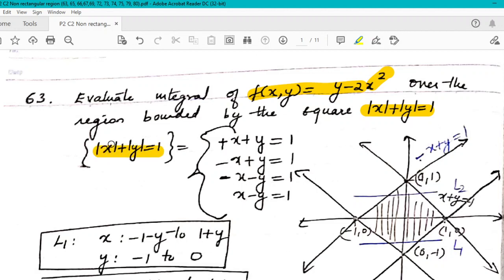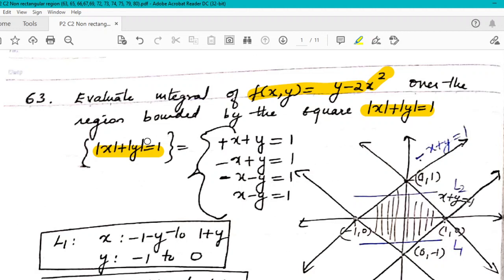We are very much familiar with |x| and |y|, but |x| + |y| = 1 is quite a new concept, I guess. We know |x| means plus x and minus x, and |y| means plus y and minus y. So |x| + |y| = 1 will take all the positive and negative values of x and y.